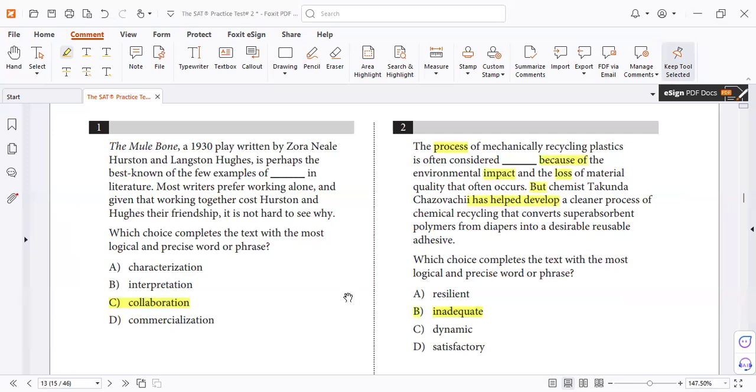Resilient means able to withstand difficulty. It does not describe the process at all. It describes the people. You feel it? Like you are resilient. You are able to withstand difficulties in life to be an engineer. So it does not describe the process.